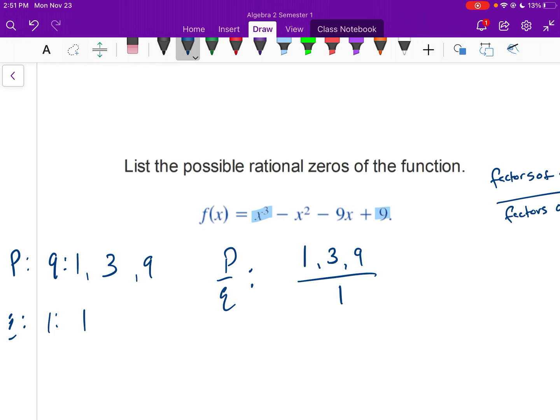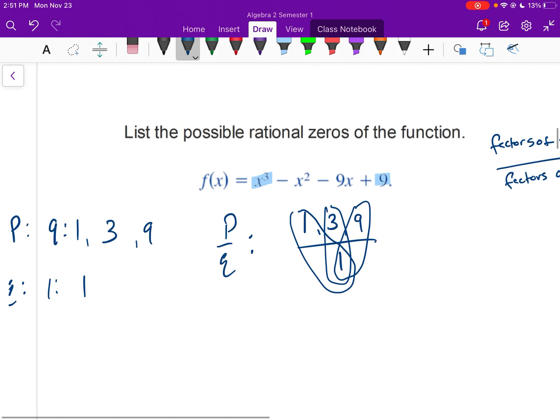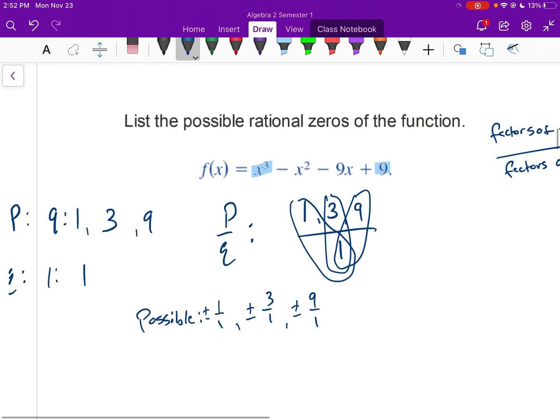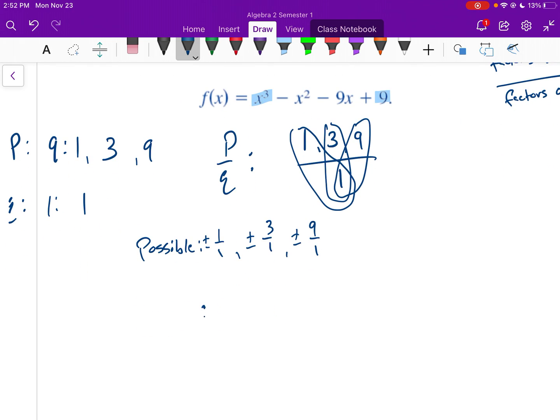And what we're going to do is take every possible combination. So 1 over 1, 3 over 1, 9 over 1, and that's what we have for this case. So our possible roots in this case are, again, 1 over 1, and they will always be plus or minus, and then plus or minus 3 over 1, and then plus or minus 9 over 1.